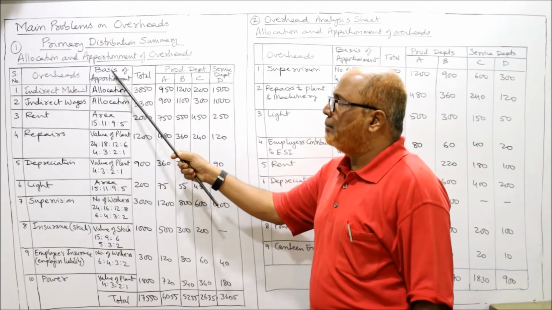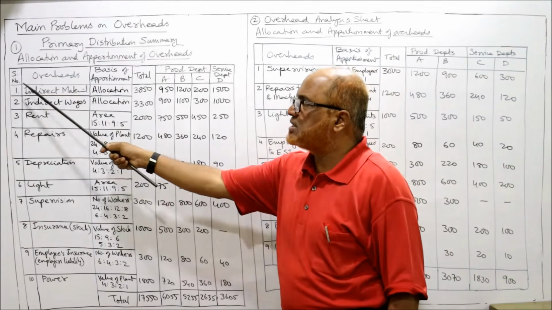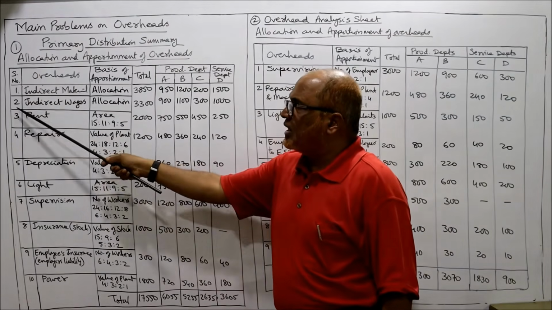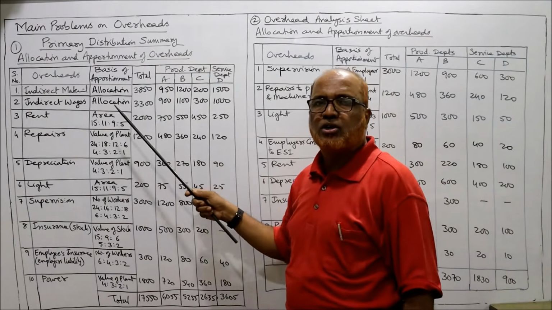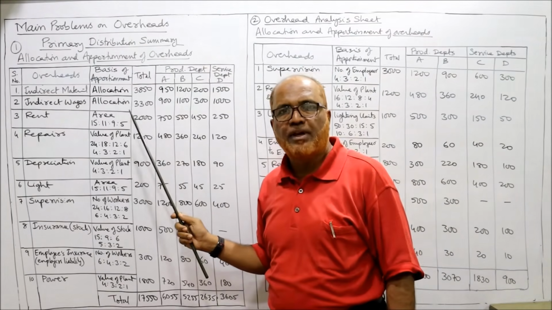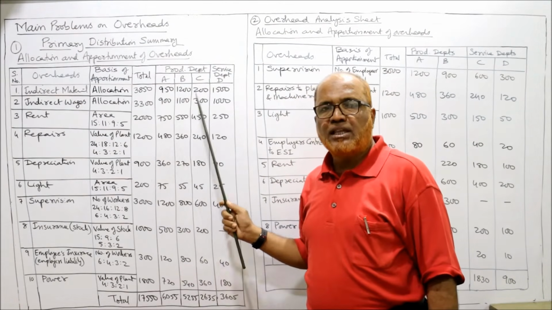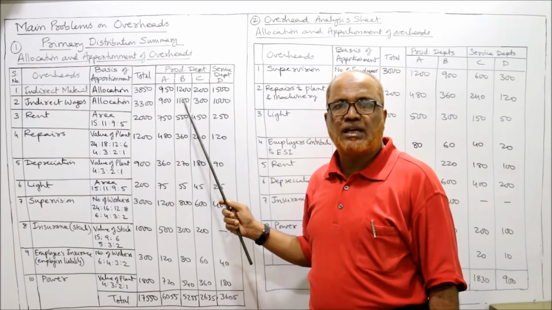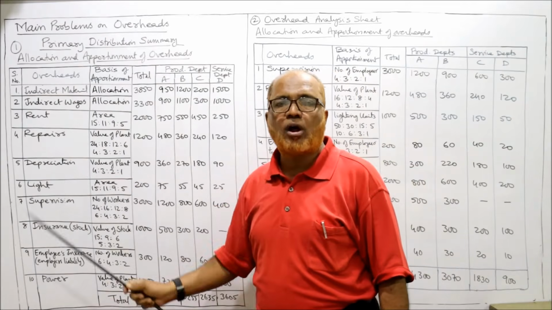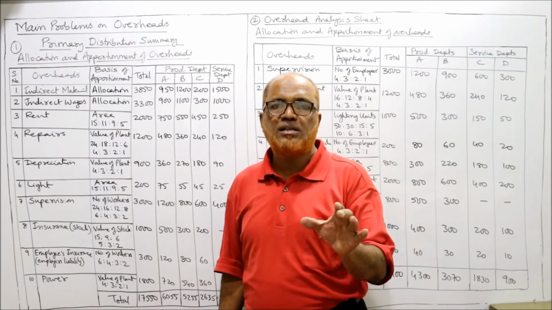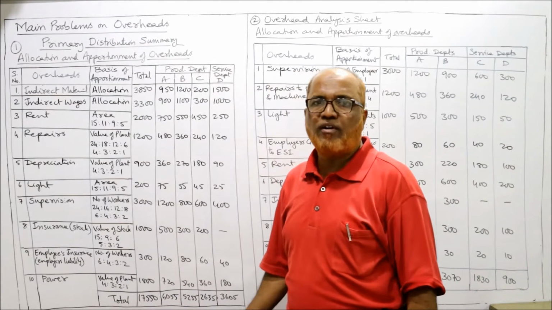Then total, basis of apportionment, overheads, serial number. So serial number first we take, then overheads. Which are the overheads? Basis of apportionment: on what basis will we apportion? Then we'll take the total column. Then 3 production departments A, B, C and 1 service department D. This is the format of the overhead summary sheet.